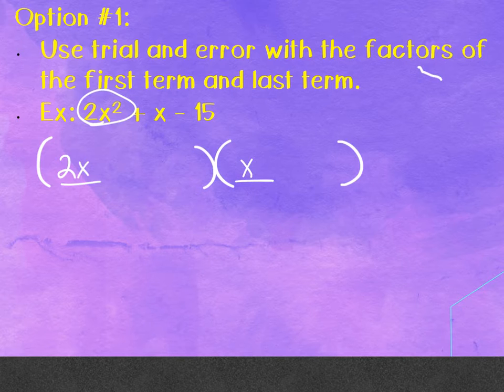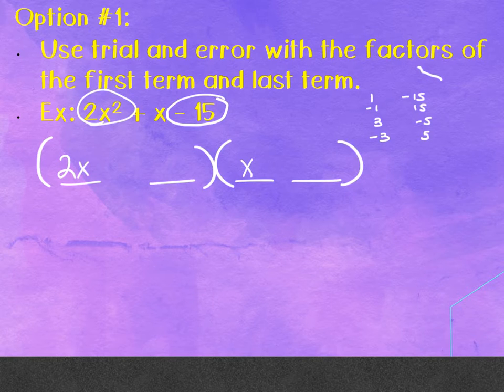All right. Then I have to work with the factors of negative 15. So think about all the factors of negative 15. It could be 1 and negative 15, negative 1 and 15, 3 and negative 5, negative 3 and 5. And I'm going to plug those into the second space in each. So I could try 1 and negative 15 first. And this would be a positive 1, negative 15. And then I'm going to multiply the outer two and the inner two together, add them, and see if it gives me my middle term.